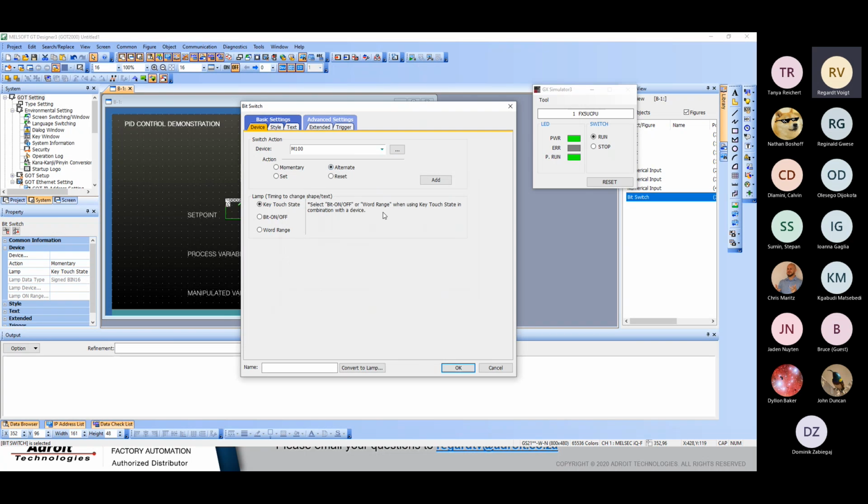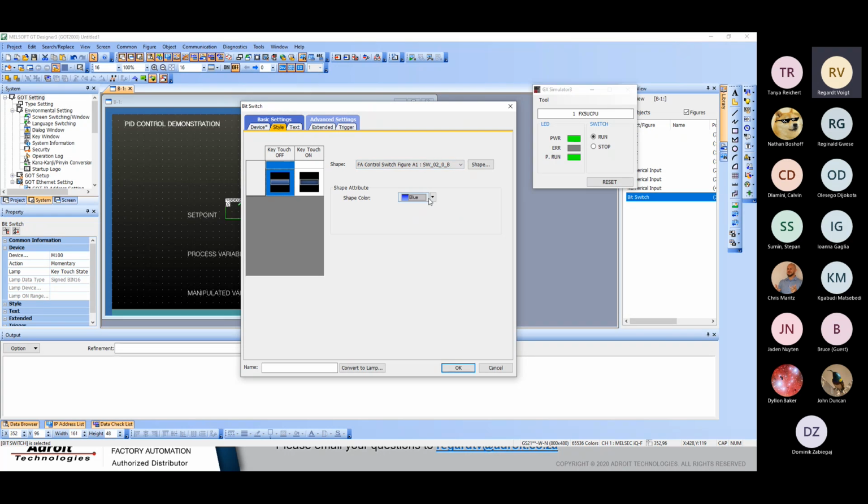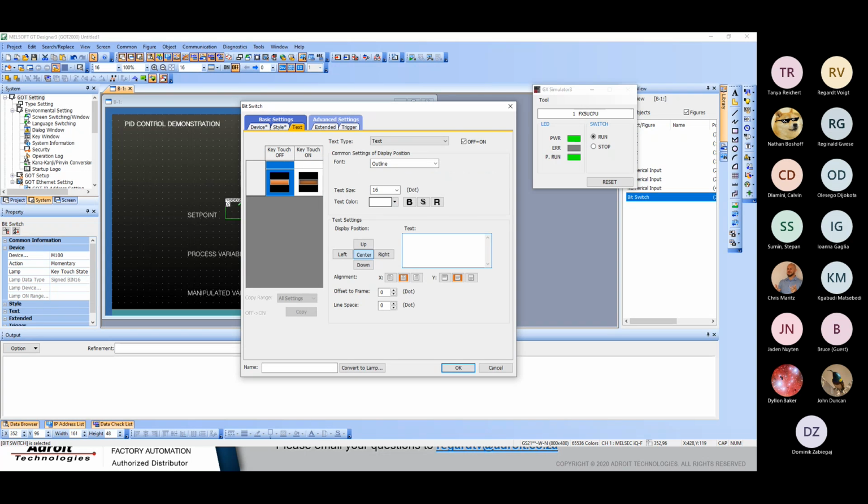And we want it to alternate. So when I press it, it must turn on. Press again, it must turn off. Okay, so just keep that in mind. Keep it a different color. PID diagram, for instance.